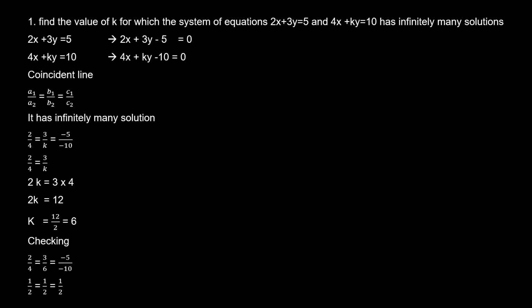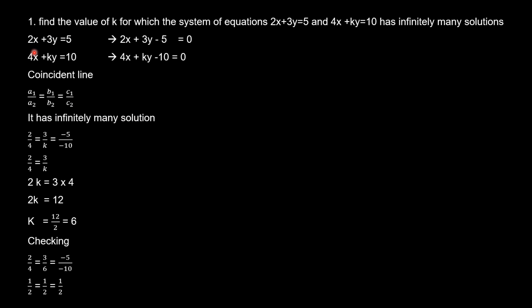Now find the value of k for which the system of equations has infinitely many solutions. If it has infinitely many solutions, it is a coincident line. That means you should have the condition a1 by a2 equal to b1 by b2 equal to c1 by c2. Only then does the line have infinitely many solutions.